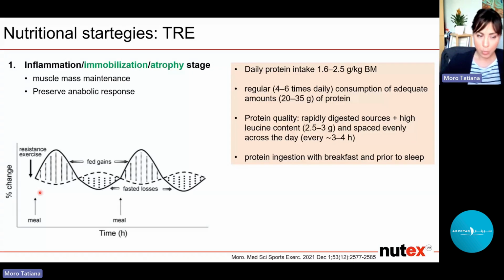We should give them proper quality of protein, so it has to contain leucine and has to be rapidly digested in order to increase the amino acid availability.